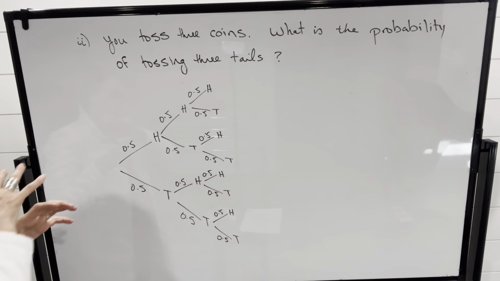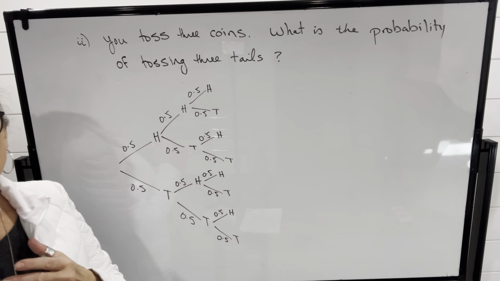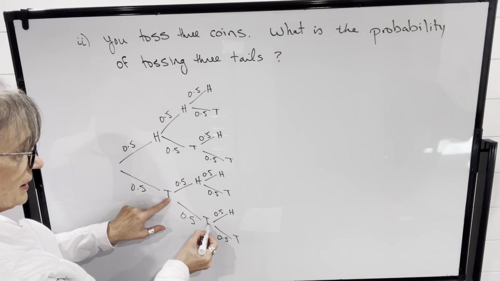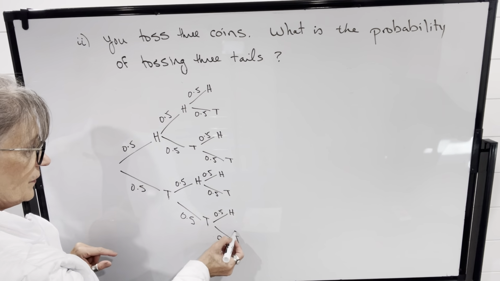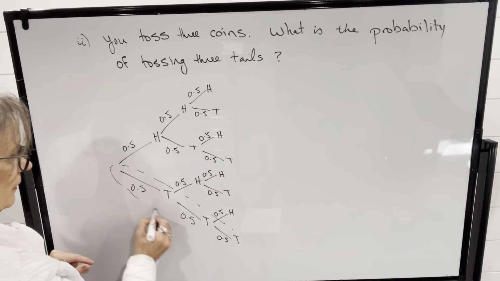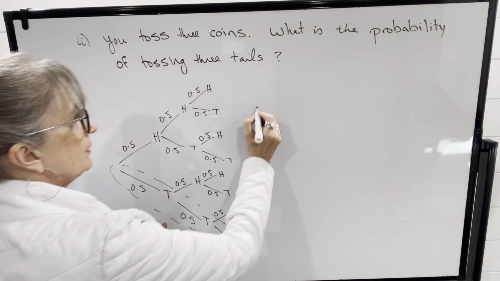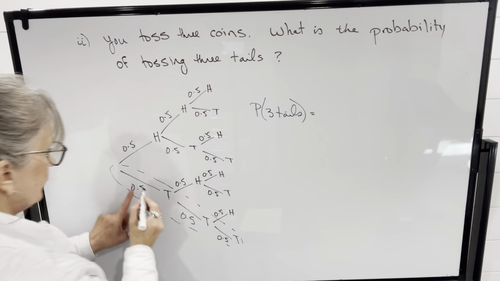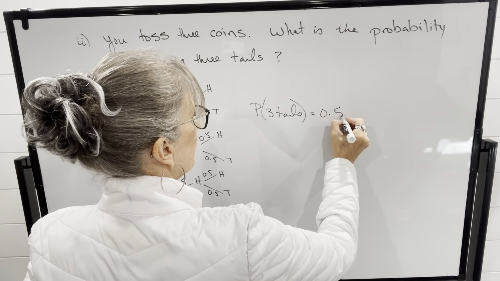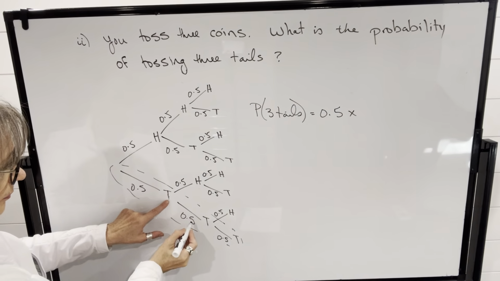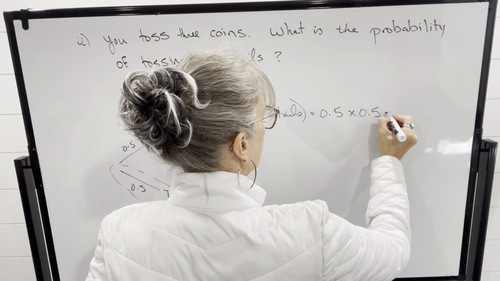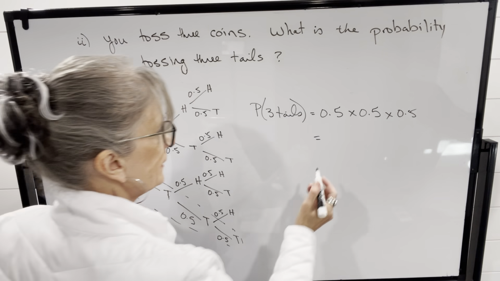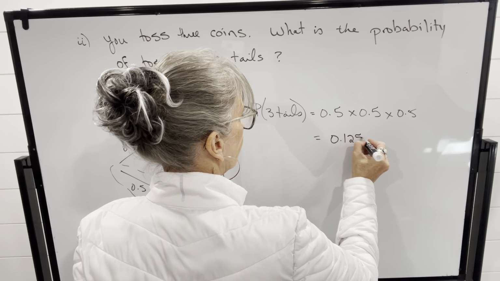So now we look at the series of branches that give us the 3 tails. The first toss would have to be a tail, the second toss would have to be a tail, and then the third toss. So this here is what we're interested in. The probability of 3 tails will be equal to the first probability of 0.5 of getting 1 tail. And then after that, probability of 0.5 to get a second tail. And third coin, probability is 0.5. When we take that product, it's 0.125.